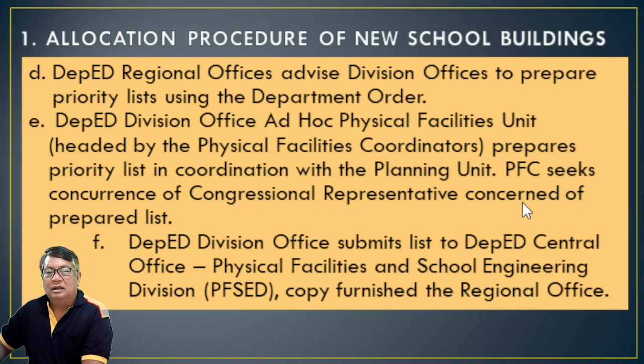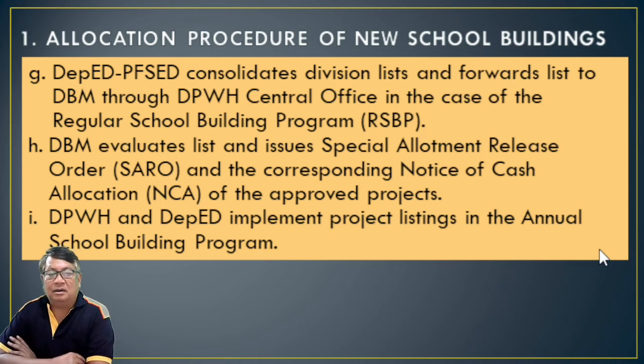Okay, so this PFC seeks concurrence of congressional representatives concerned on the prepared list. DepEd Division Office submits the list to DepEd Central Office, Physical Facilities and School Engineering Division or PFSED, copy furnished the regional office. Letter G, DepEd PFSED consolidates division lists and forwards the list to DBM through DPWH Central Office in the case of the regular school building program or SBP. DBM evaluates the list, issues the special allotment release order or SARO and the corresponding notice of cash allocations or NCA of the approved projects.